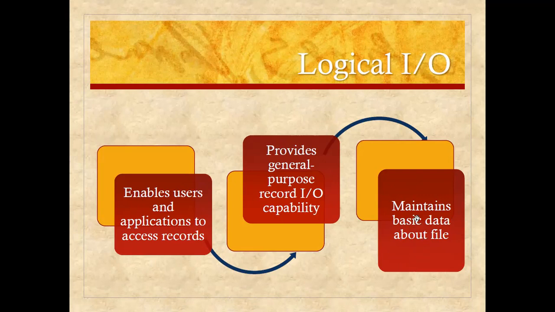So all the metadata about the file that you want to place or save in your secondary storage is to be maintained by the logical IO. Logical IO will also give you the different kinds of operations that you can perform on a particular file. So it will give the user the list of operations that you can perform with those kinds of media.